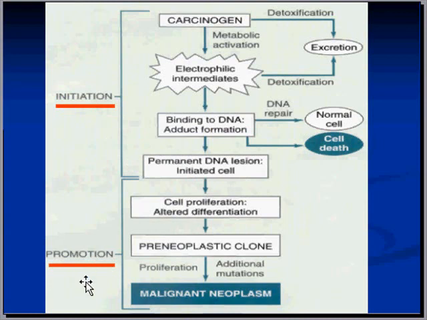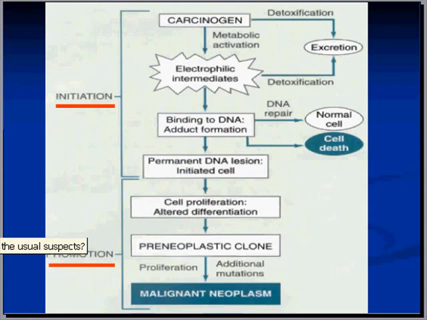Now that cell is promoted, or multiplied, by the process of promotion to be a pre-neoplastic clone. There may be further proliferation. Promoters are proliferators. There may be additional mutations, but at some point in time, there may be a malignant neoplastic cell, and that's going to be the cell which gives rise to the entire tumor, perhaps ultimately weighing several pounds.